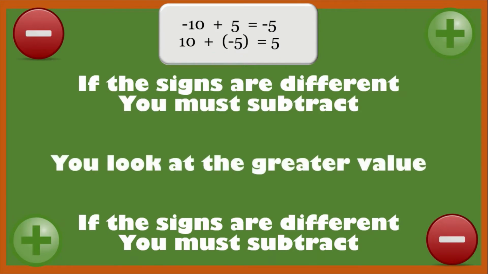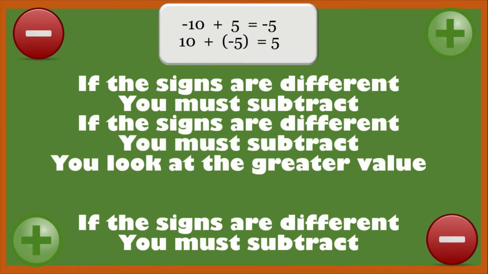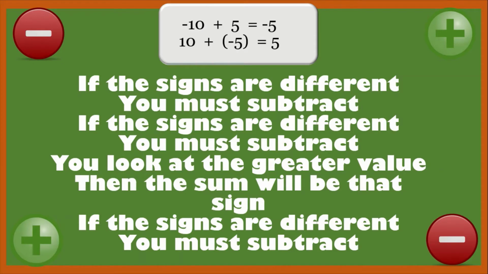Let's go to the last rule. If the signs are different, you must subtract. You look at the greater value, then the sum will be that sign. If the signs are different, you must subtract. You look at the greater value, then the sum will be that sign.